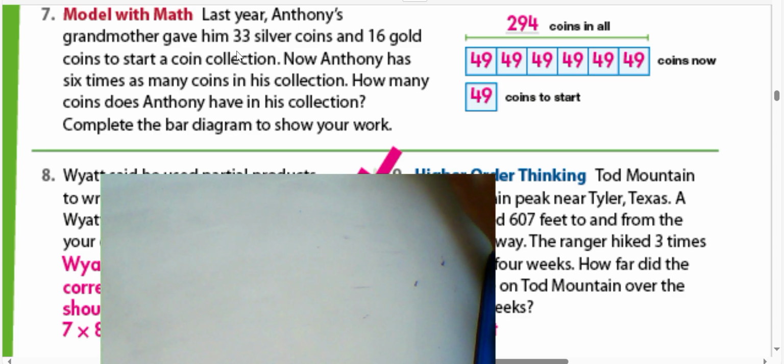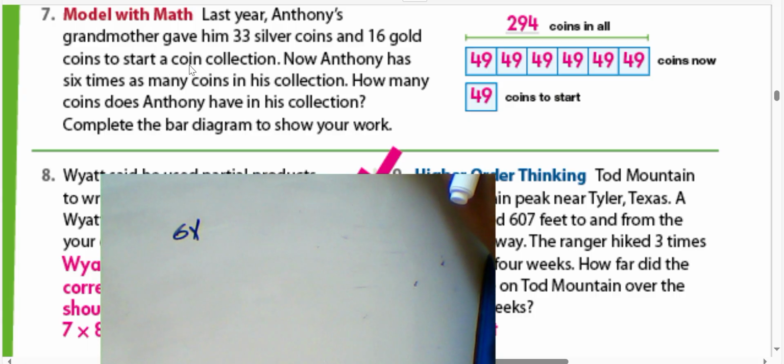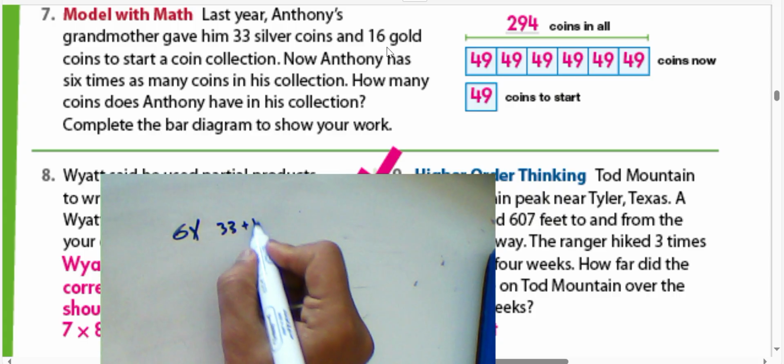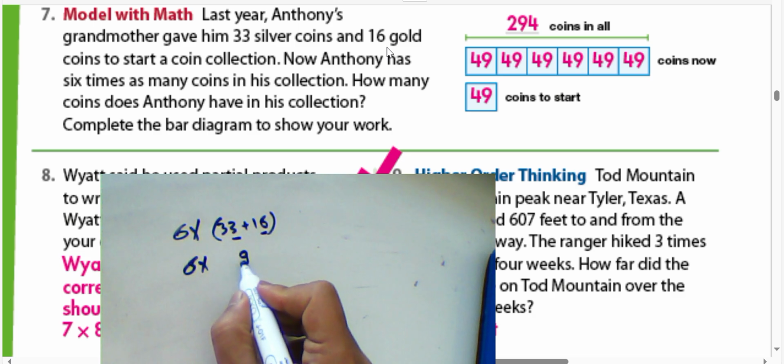Here we have 33 silver coins and 16 gold coins. Now Andy has 6 times as many coins as the collection. 6 times the number of coins in the collection. We have 33 silver and 16. 33 plus 16. 6 plus 3 equals 9, and 1 plus 3 equals 4.